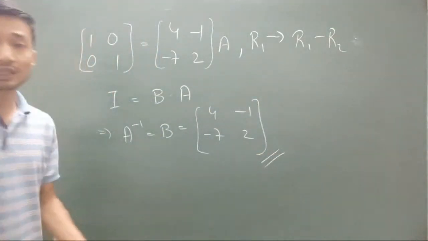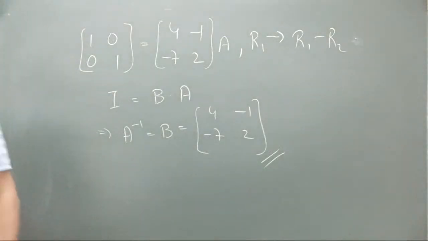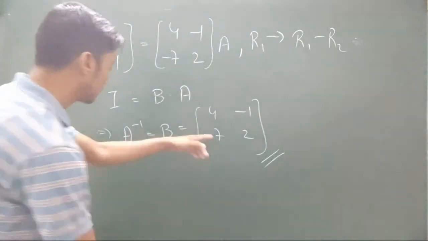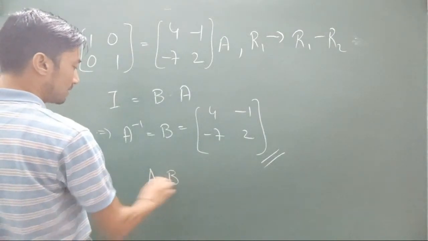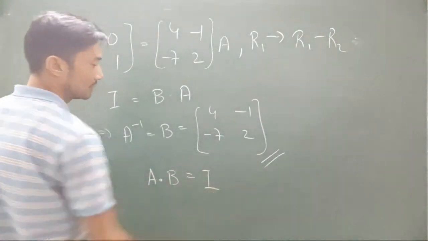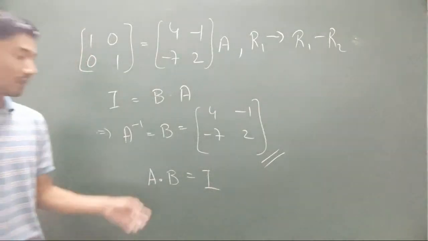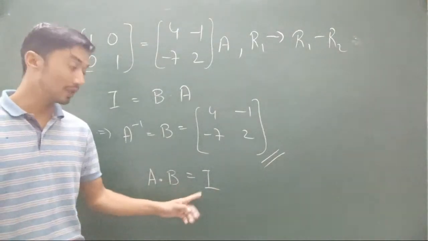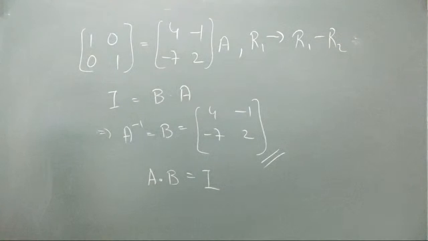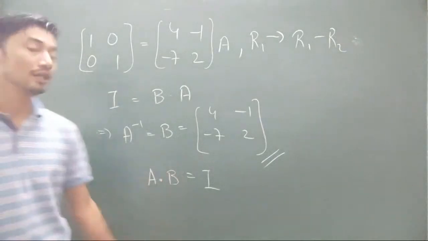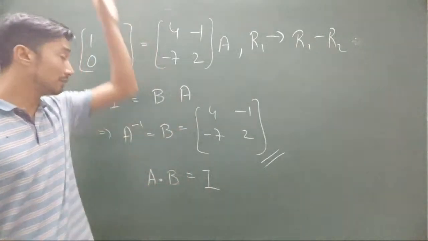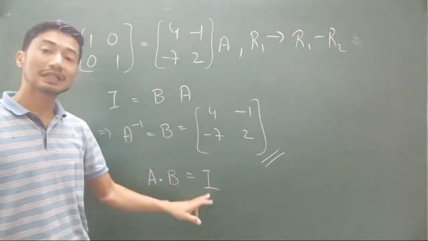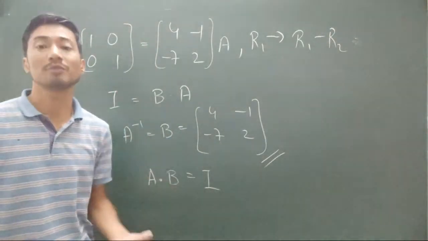You can always check your answer also in the exams. How you will check is if you just multiply this A with this matrix B, you should get an identity matrix. So you can multiply those two matrices. If you get I, your identity matrix, then definitely yes, your answer is valid. If you're not getting I, then definitely there is some problem. Okay.